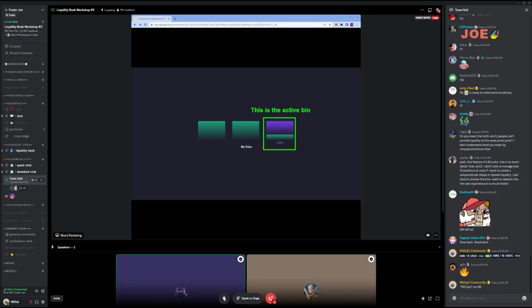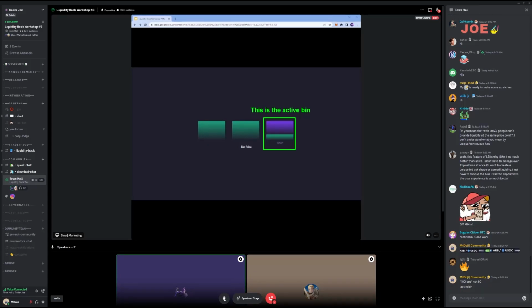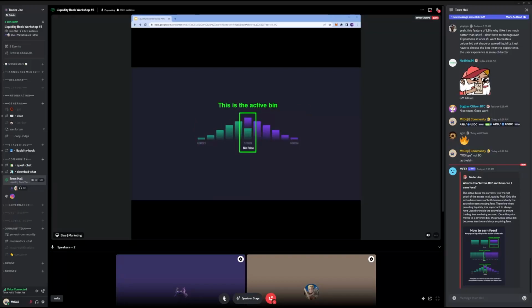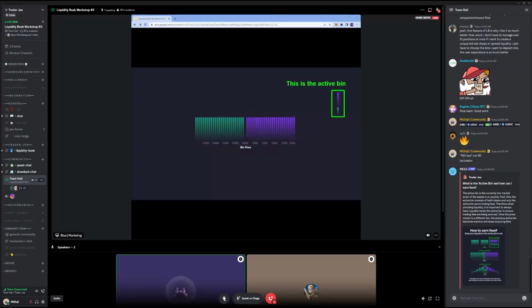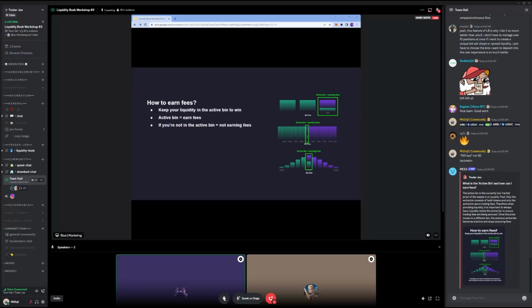See, it's $1.0001. That is the active bin. That is being traded. That is the live market price for that liquidity book pool. Traders are coming along and they're swapping liquidity in this pool. This is the active bin right in the middle. The active bin always has two colors. That is the live market price of any liquidity pool. It's the bin with the two colors on it.